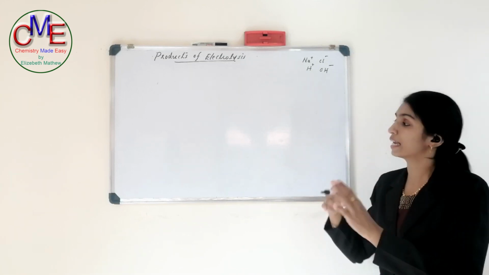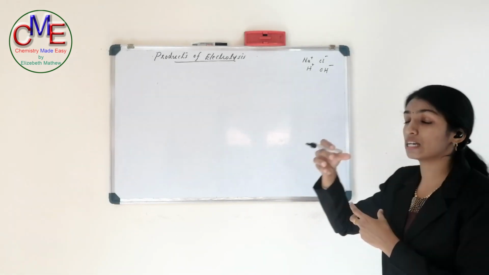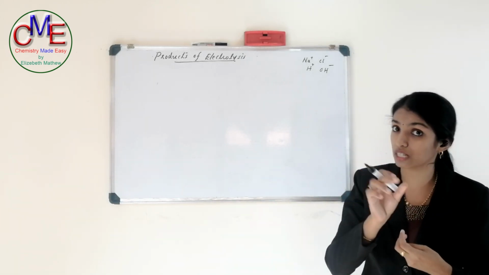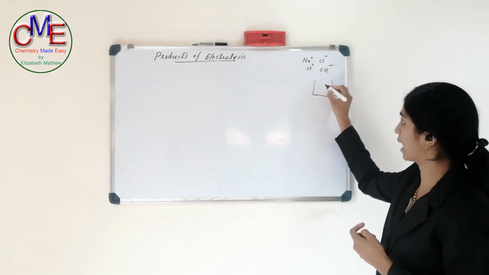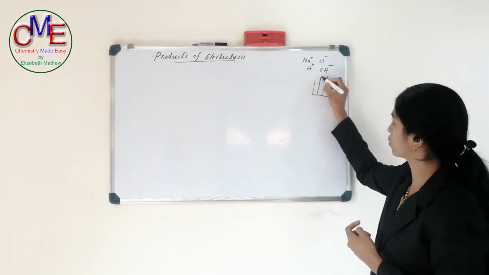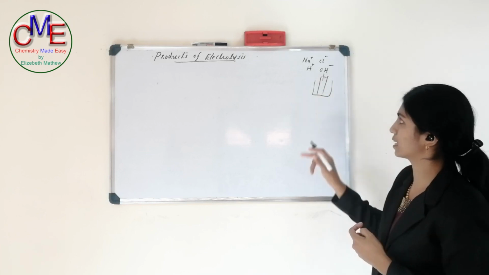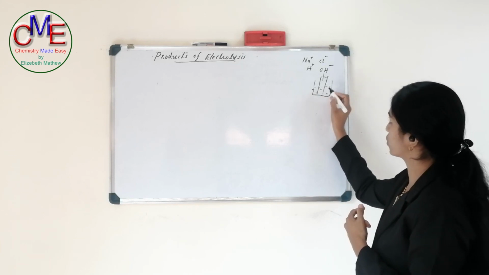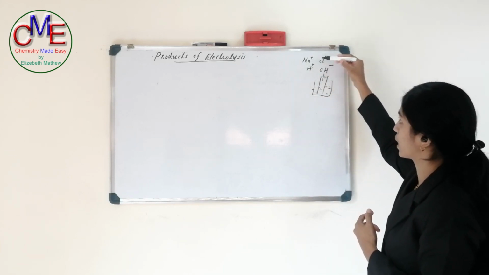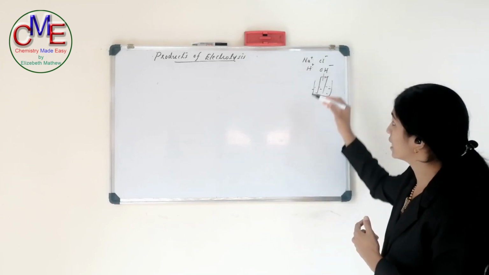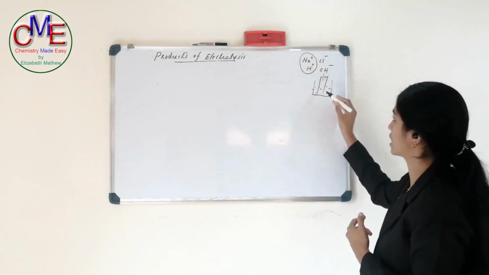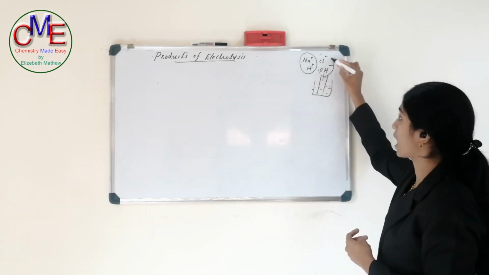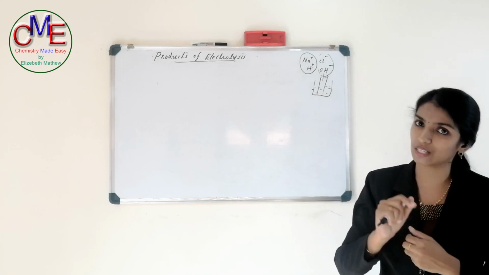Here, the positively charged ions are always attracted by the negatively charged electrode. In our electrolytic tank, there are two electrodes. One electrode is connected to the positive terminal of the battery, the other to the negative terminal, right? Now, in this electrolytic solution, we have Na plus ion, H plus ion, Cl minus ion and OH minus ion. The two positively charged ions move towards the negatively charged electrode, and the negatively charged ions move towards the positively charged electrode.